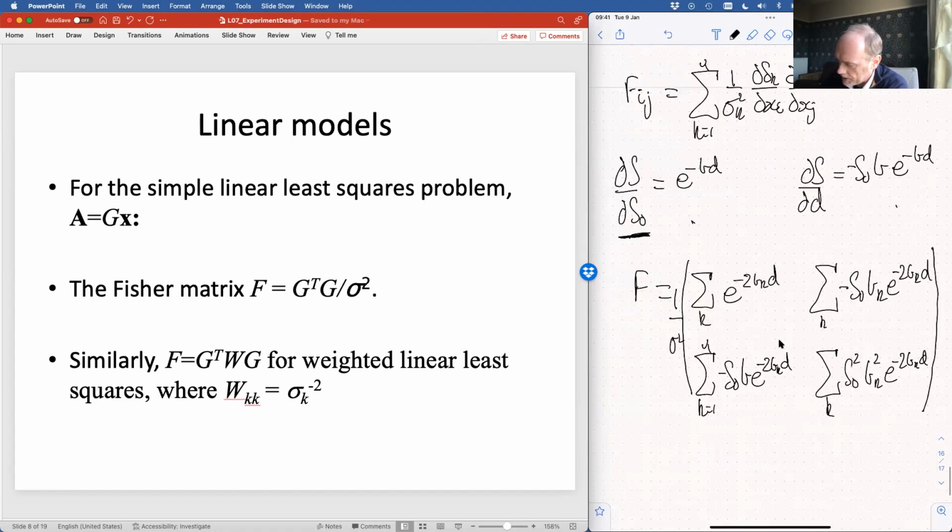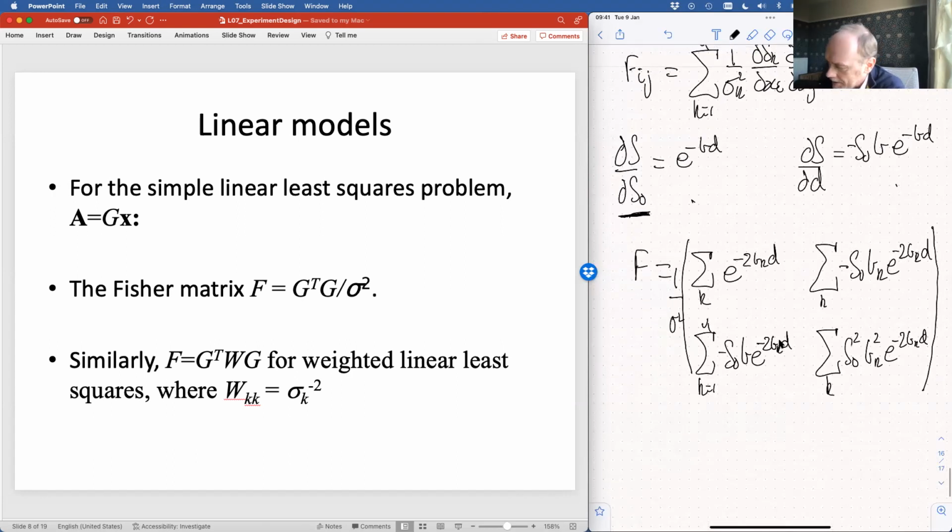So the point is that this Fisher matrix contains the unknown parameters, D and S0. Whereas if you look back to the Fisher matrix for the linear ones, it was completely independent of all the unknown parameters, depending only on G, which itself depends only on the device settings and not the unknown parameters. And that's a beautiful thing for linear least squares problems, because it means that whatever optimal design we derive holds true, whatever the values of the parameters.